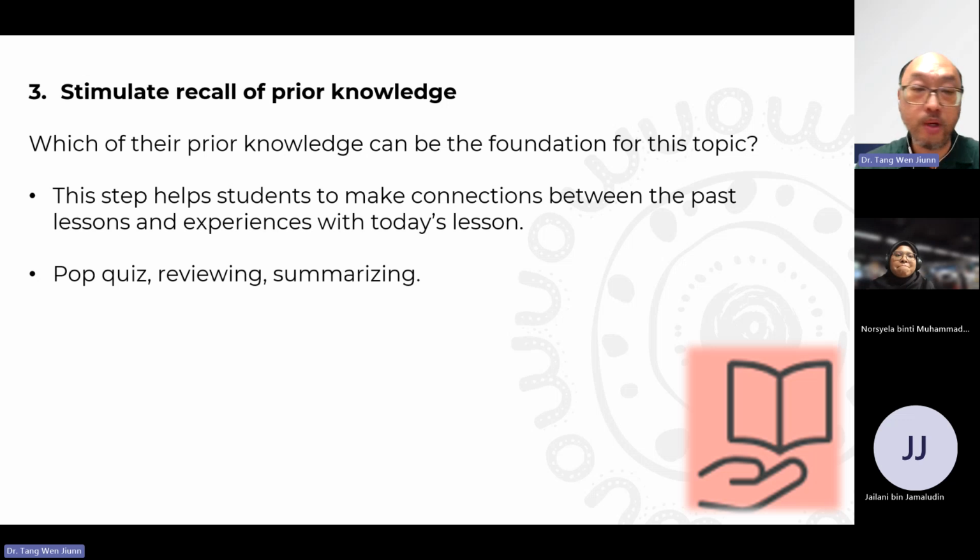Normally we just do a quick one, just asking questions, doing a review or summarizing. All this is very short, maybe 5 to 10 minutes, or 10 to 15 minutes. You should be able to adjust it from class to class or from lesson to lesson. This is just to let them recall, and then after that tell them, now you know this, today you're going to learn that. So lead them and tell them what they should expect.